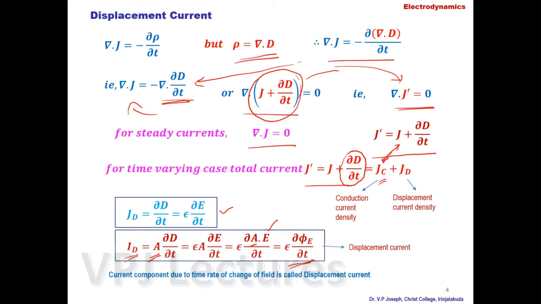So the expression for displacement current is the displacement current density Jd into A, and that is given by A into dou D by dou t, or epsilon A into dou E by dou t, or epsilon dou by dou t of phi E. So the current component due to time rate of change of field is called displacement current. Okay, and the expression is given by dou D by dou t.